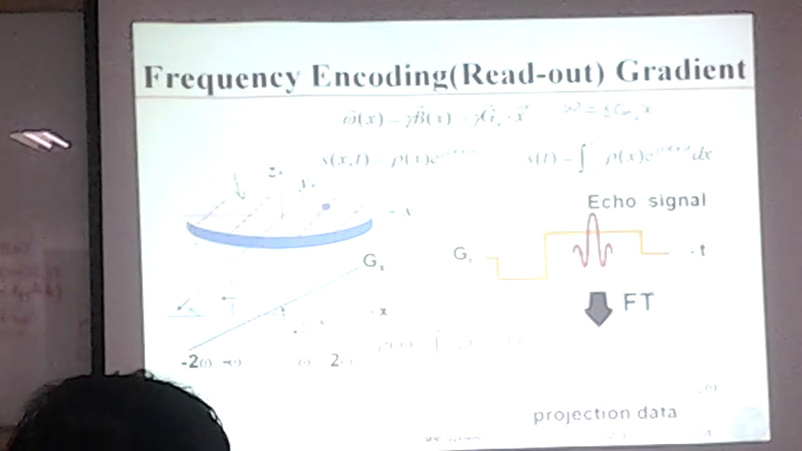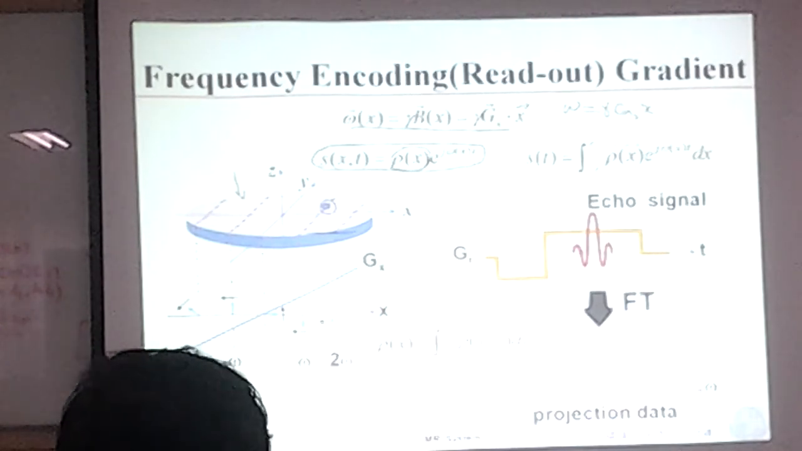Let's assume one voxel here, and the spin density is represented by rho x at the x position. Then the signal has the frequency of omega x, which is represented by this equation, right? So the signal that comes from this voxel can have an equation like this.